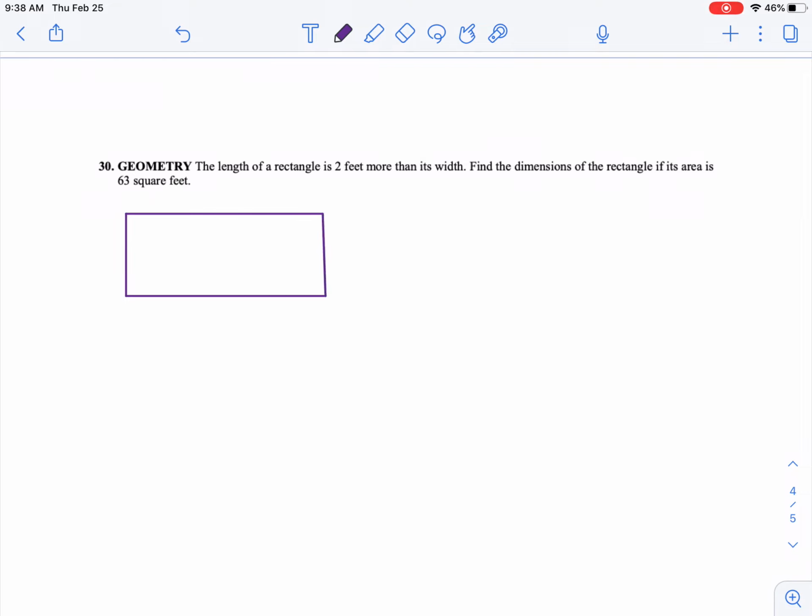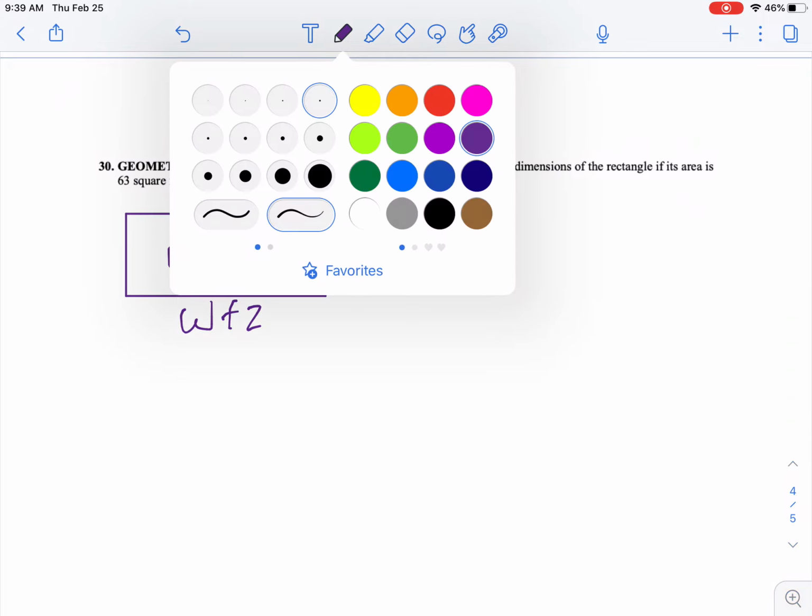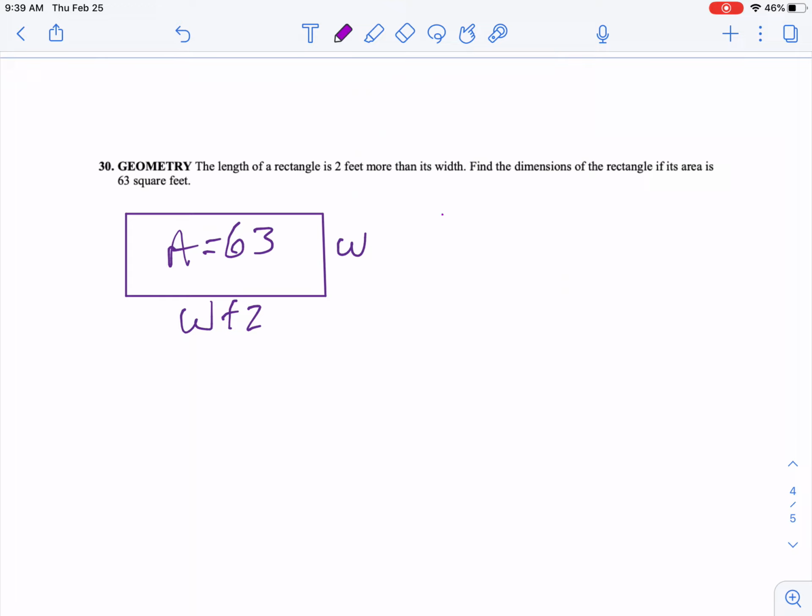In other words, we don't know anything about the width. I'm going to call that W, W for width. The length is 2 feet more than that, so we're going to say W plus 2. We know the area is 63. Well, we know from geometry, the formula for area of a rectangle is length times width. So now let's plug that in.